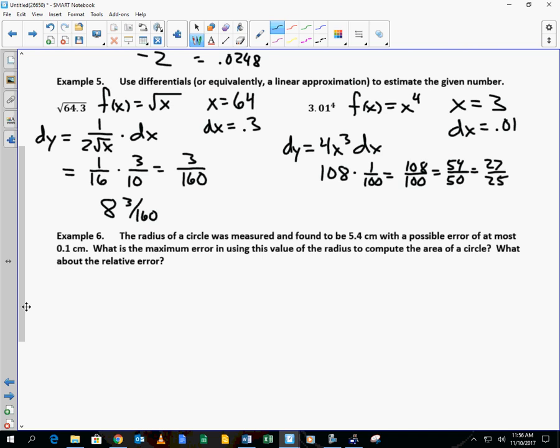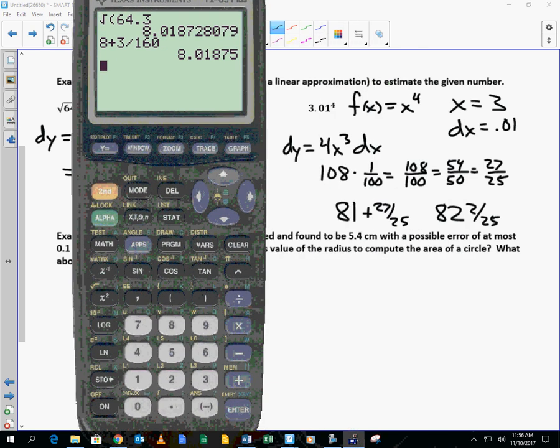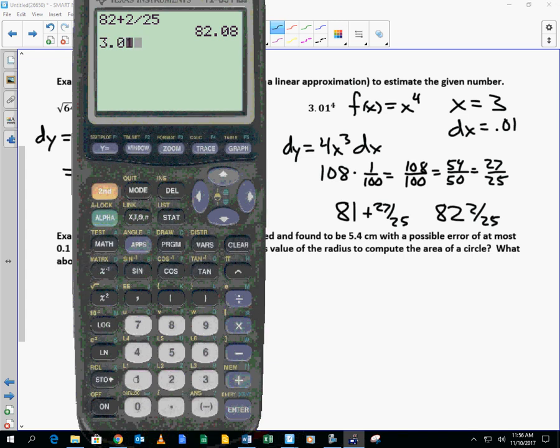Well, I know that 3.01 to the fourth is not 27 over 25. How far does it go up from 81? So 3 to the fourth is 81, right? So from 81, we're going to go up 27/25ths, and we'll get to 82 and 2/25ths. If we try that, 82 plus 2 divided by 25, I get 82.08. If you take 3.01 and raise it to the fourth power, you get 82.085. So that's a good approximation.